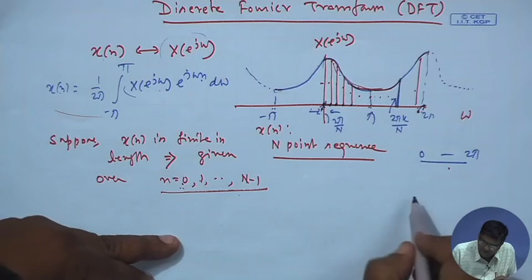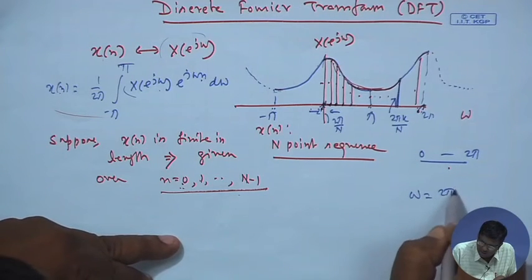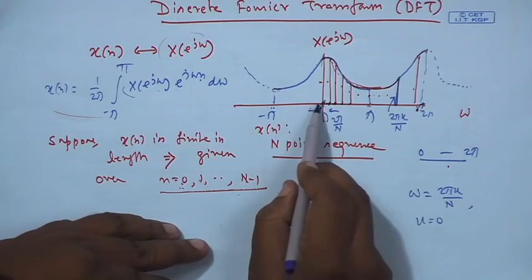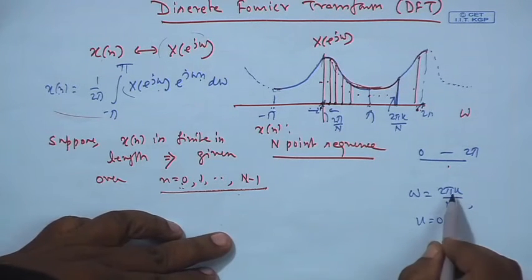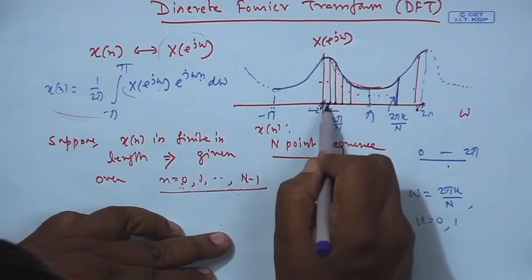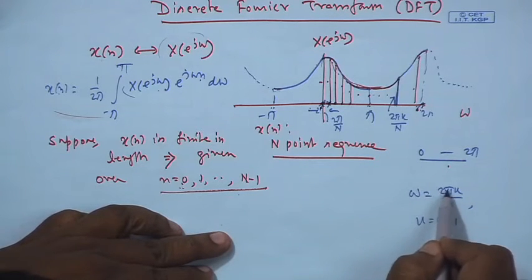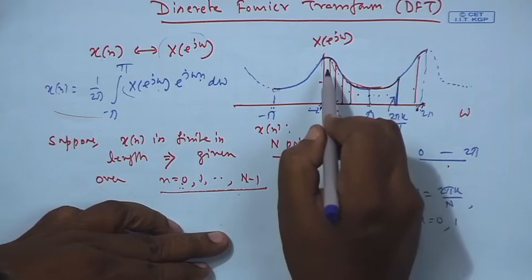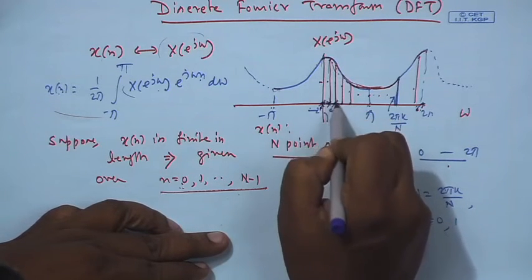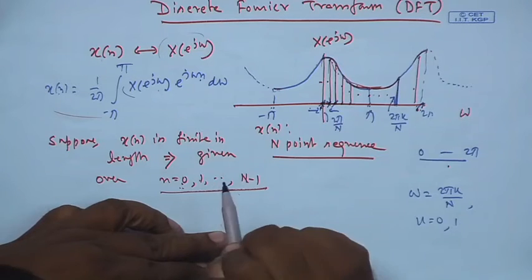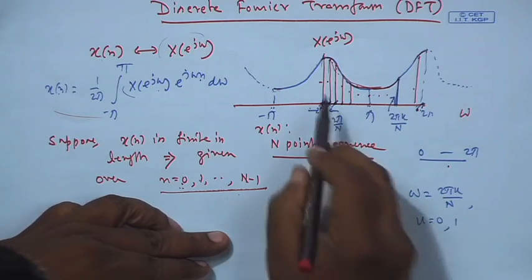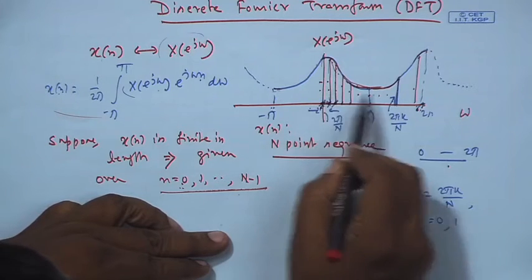So, where k can be 0: if k is 0, omega is here. If k is 1, omega is 2 pi by N, I am here. If k is 2, 4 pi by N, I am here, and so on. For any k, it is here. So, I am just sampling like this. How many samples can I get? N samples: 0th sample, first sample, second sample, like that.